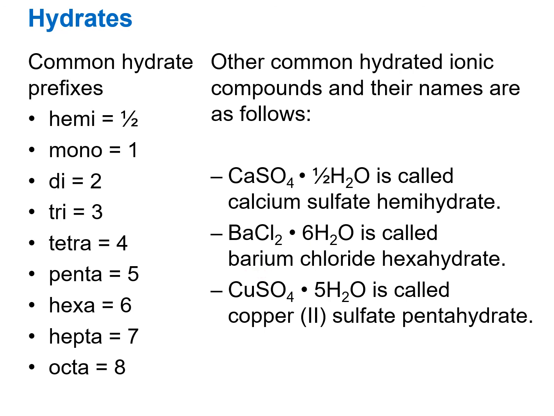So barium chloride hexahydrate. Here we have copper. Now, copper is one of those type 2s. And we have sulfate. And up here, we figured out that sulfate had a negative 2 charge. So because we only have 1 copper, it must have a positive 2 charge like our calcium. So this is most likely copper 2 sulfate with our 5 waters, which we would call pentahydrate. So that's a little bit about naming hydrates.